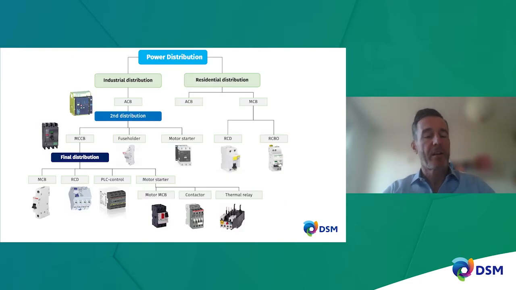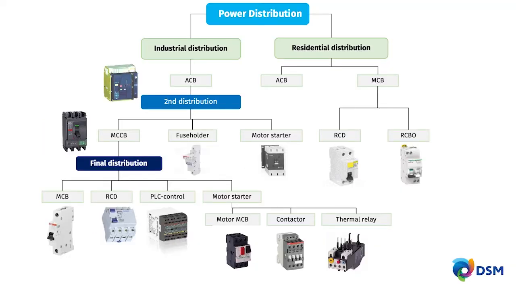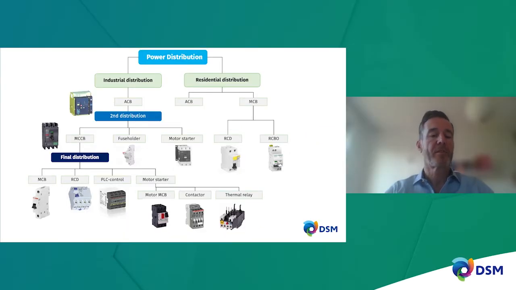How does this look in a diagram? You have your power distribution, and on the left hand side your industrial distribution, which starts at the high end with an air circuit breaker capable of cutting high currents, and then it goes down in current to a molded case circuit breaker, and even further down to final distribution: MCB, RCD, contactor, motor starter, so the typical protection and control equipment for electrical devices. So from the top to the bottom, the current to break is reducing.